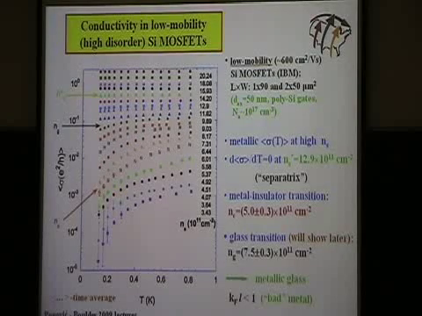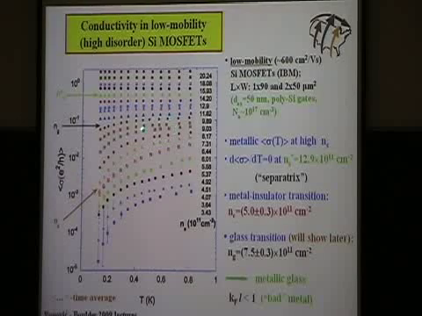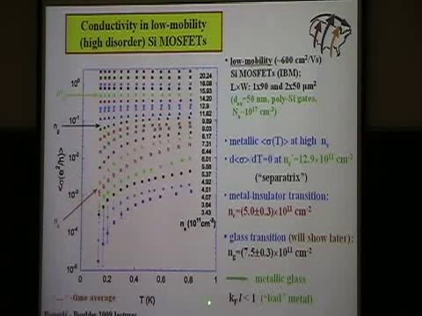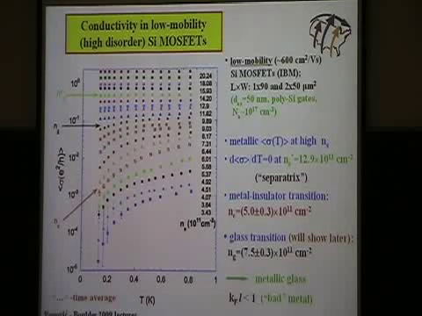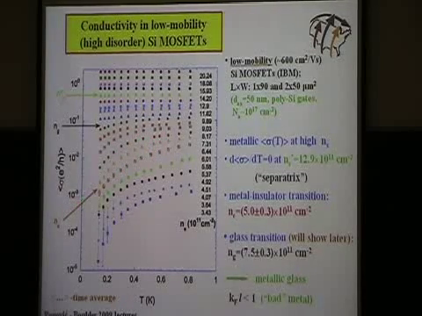So what does this mean? This means that here you have an intermediate phase, which is a very poor metal. kFl is smaller than 1. It's a metal in the sense that in the zero temperature limit, conductivity is finite, but it's really not very good, and the temperature dependence is insulating-like.